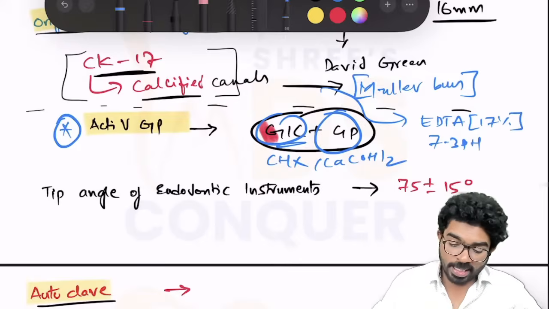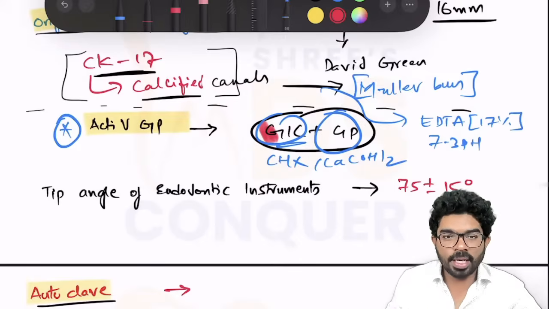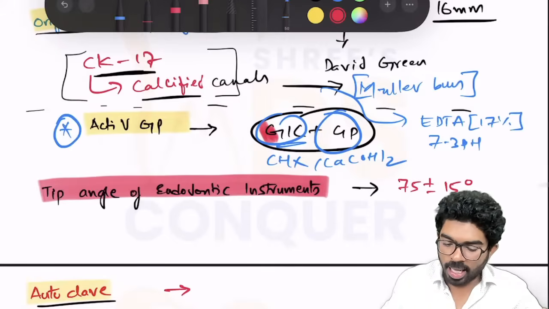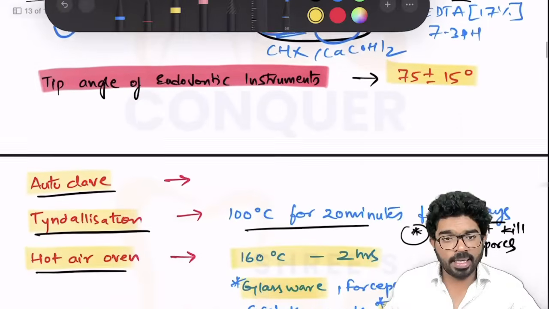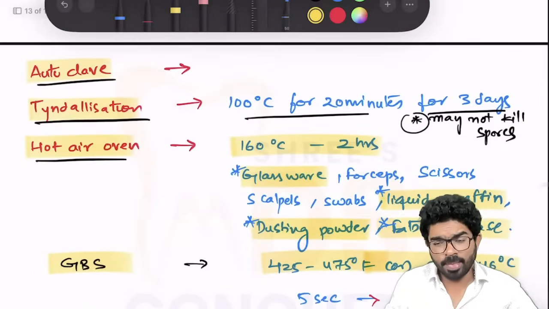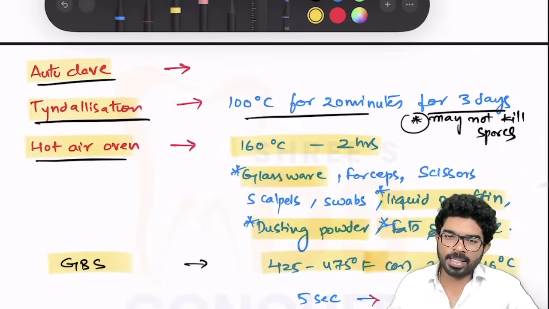Next, a very frequently asked question in instrumentation is the tip angle of endodontic instruments, the range of tip angle in endodontic instruments. The answer is 17 plus or minus 15 degrees. Now a little bit about disinfection, because disinfection is not exclusively microbiology. Disinfection is going to be part of your preparation in every subject.